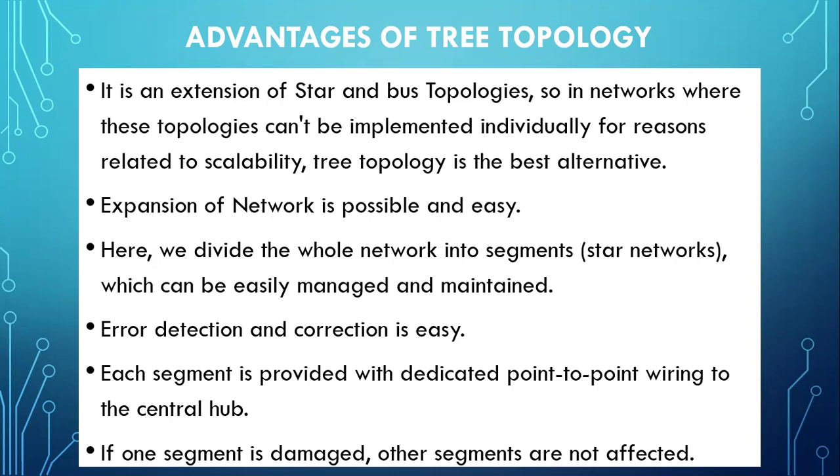Other than that, in this tree topology, we divide the whole network into segments. We are talking about star networks, which can be easily managed and maintained. The other advantage is that error detection and correction is easy. So errors can be detected very easily within the tree topology, and corrections can also be made easily. Also, each segment is provided with dedicated point-to-point wiring to the central hub. And the last advantage is that if one segment is damaged, other segments are not affected.